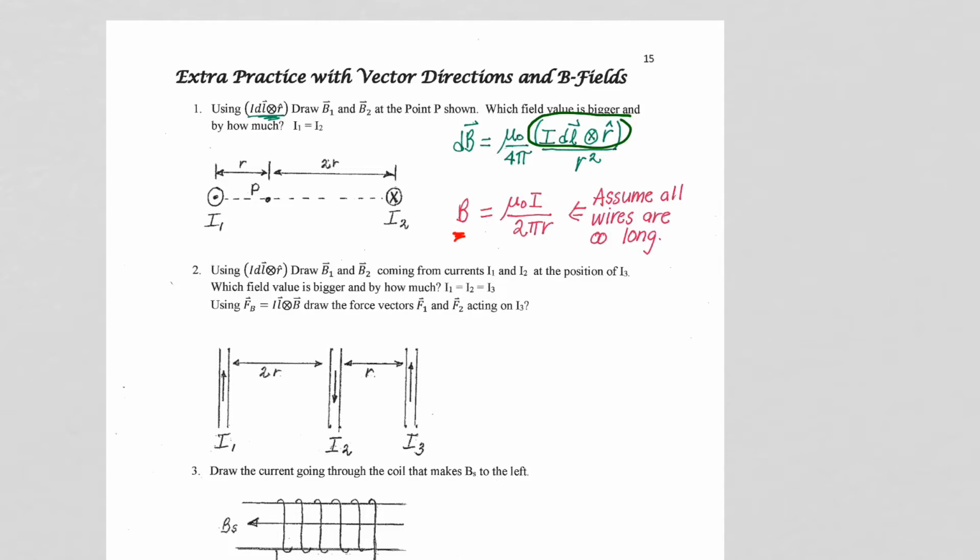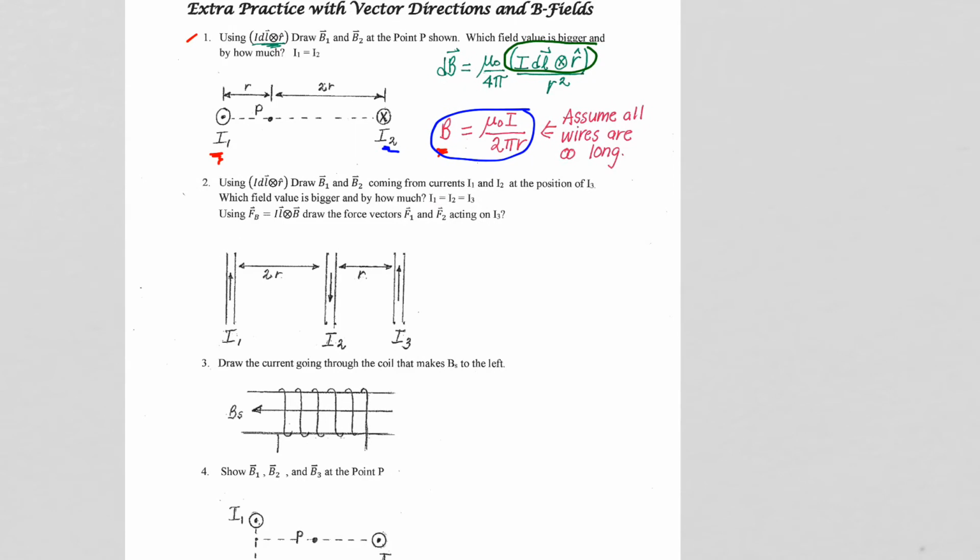Now, in question 1, what you're being asked to do is take current I1 and figure out which direction the B field is acting at point P. Take I2, also figure out the direction the B field is acting at point P, and then think about the net B field at point P relative to, again, mu naught I on 2 pi r.